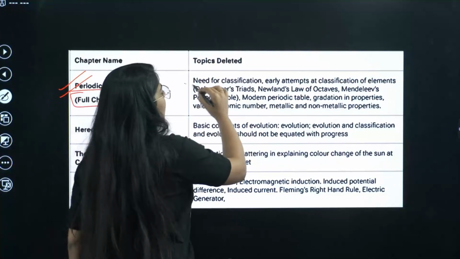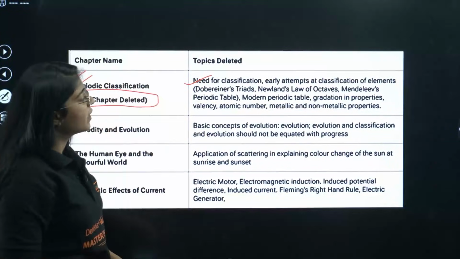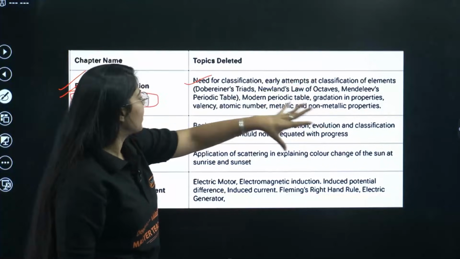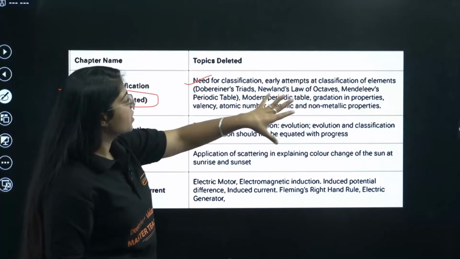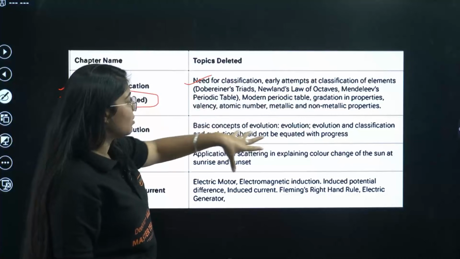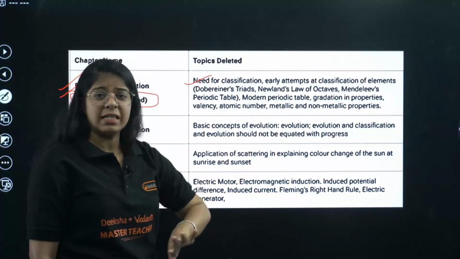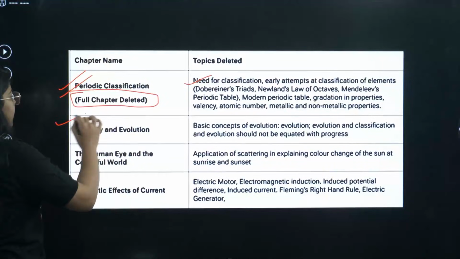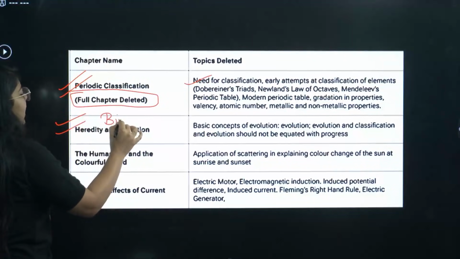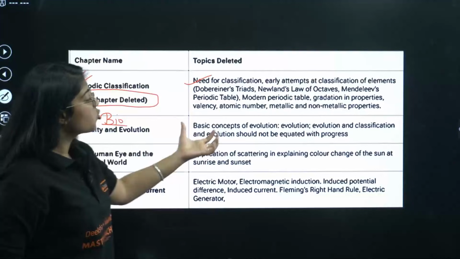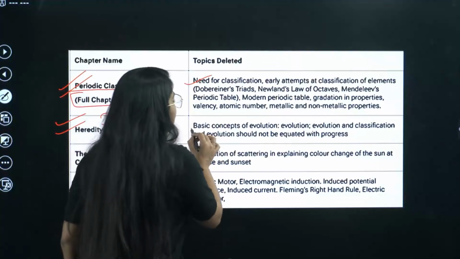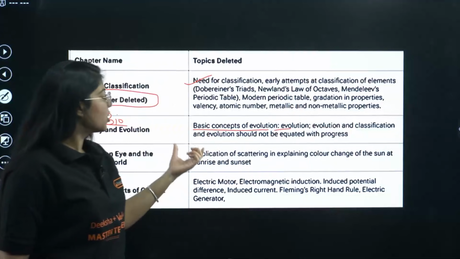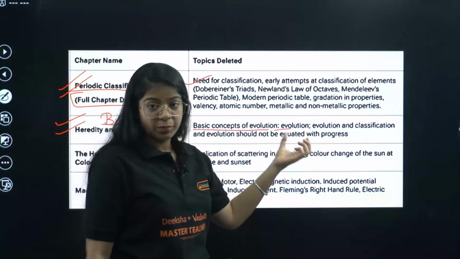So whatever was there: need for classification, early attempts at classification of elements, Dobereiner's triads, Newland's law of octaves, Mendeleev's periodic table, modern periodic table, gradation in properties, valency, atomic number, metallic, non-metallic, all are deleted. The whole chapter is deleted. In bio, we have heredity and evolution, and in that these topics are omitted. What are those? Basic concepts of evolution, that is evolution and classification. Evolution should not be equated with progress.